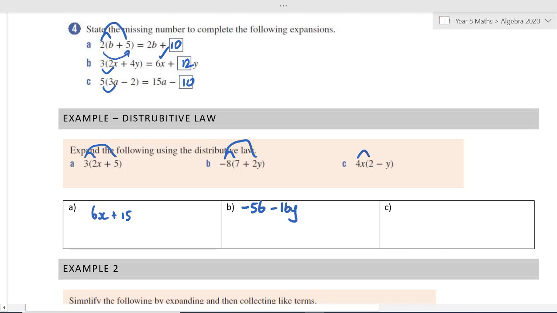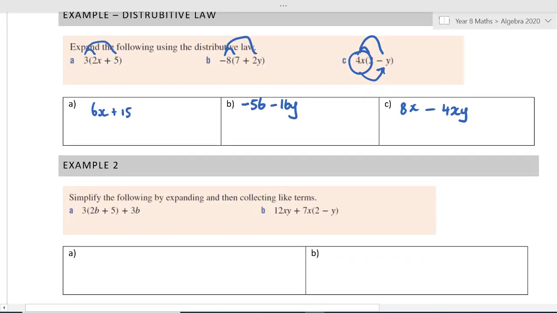What about this one? 4x times 2 is? 8x. What about 4x times minus y? 4xy. Yes, so the 4xy is correct, but is it a positive or a negative? Think about it. A positive times a negative is a negative. So there you go. We've just expanded those brackets.